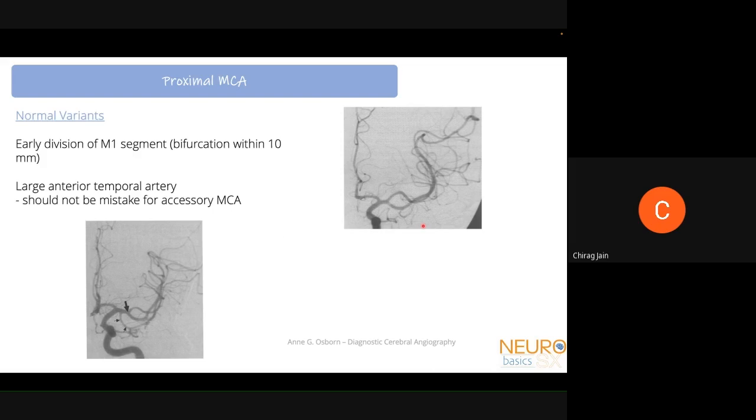Okay, so coming to some of the variants and anomalies with proximal MCAs, some of the very common variants which can exist are an early division of this M1 segment. As we can see, the M1 arises and then just immediately more or less divides into the superior and inferior trunk. So if a bifurcation happens within 10 millimeters of the origin, that is known as an early division of M1 MCA. You can even have a very large anterior temporal artery. So here you can see this is the M1 and this is a superior and inferior trunk dividing. Okay, but this artery is actually the anterior temporal artery. Okay, so another thing where you can get confused is with an accessory MCA, and we'll discuss what that is. But you should not be confused between a bifurcation, as we can clearly see it as here, and an anterior temporal artery.